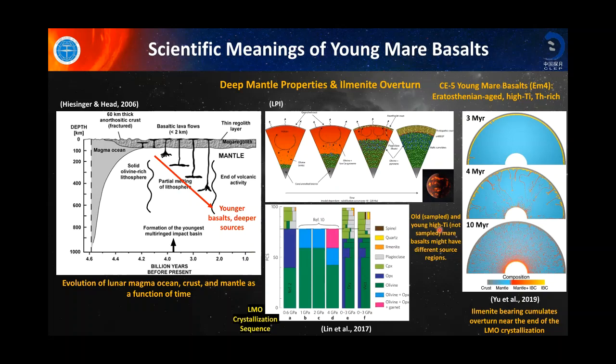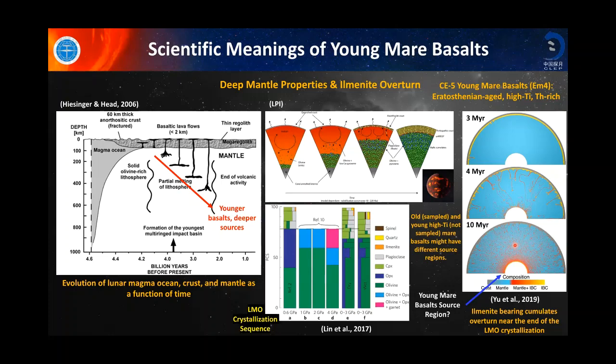Why do I want to highlight this? That is because in the lunar magma ocean model, in the end stage, ilmenite will crystallize, and because ilmenite is denser than pyroxene, it will sink to the core mantle boundary. I think there is some possibility that the young Mare basalts originated from the core mantle boundary after ilmenite overturn in the lunar magma ocean model. That means we can learn a lot about the lunar magma ocean model from the Chang'e-5 mission young Mare basaltic units.